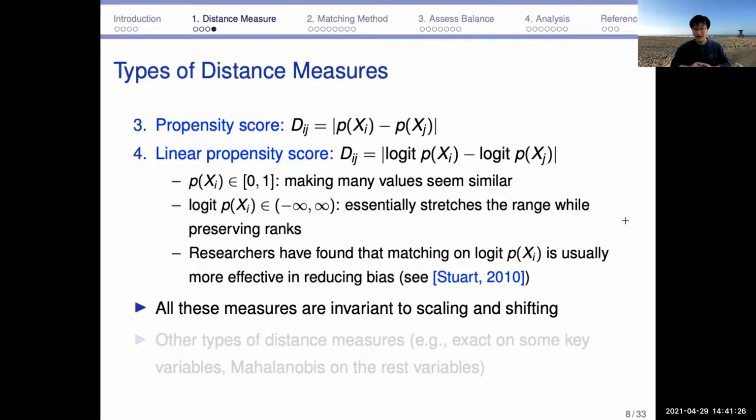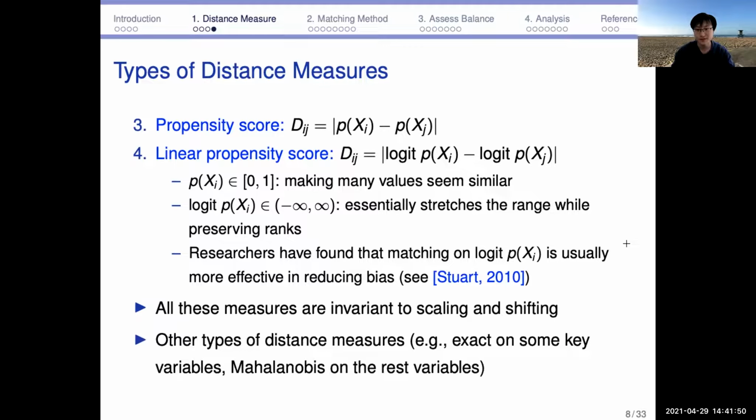Okay, so one thing I'd like to note is that all these measures are invariant to scaling and shifting. Meaning that, for example, if you measure age in terms of years or in terms of months, it doesn't matter. These distance measures will still be the same. The ones on the previous slide as well.